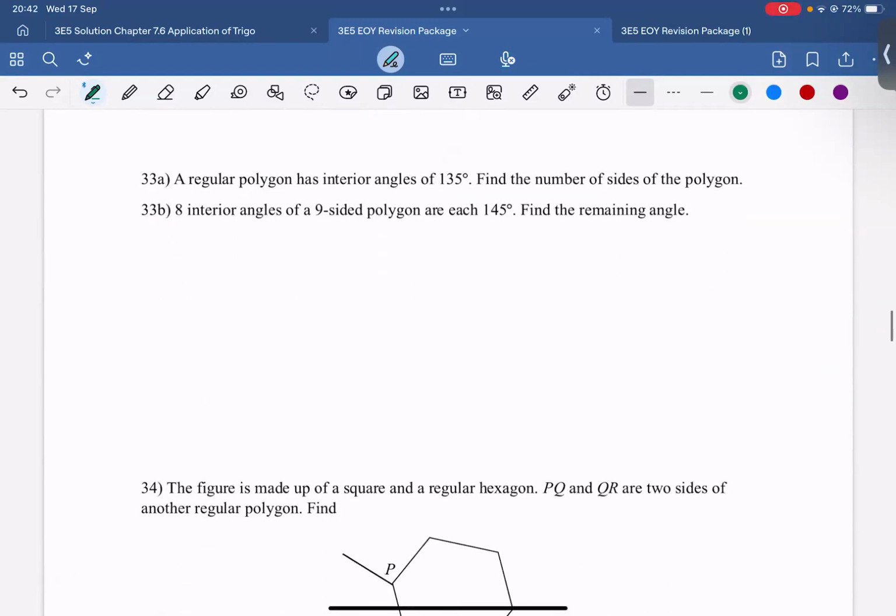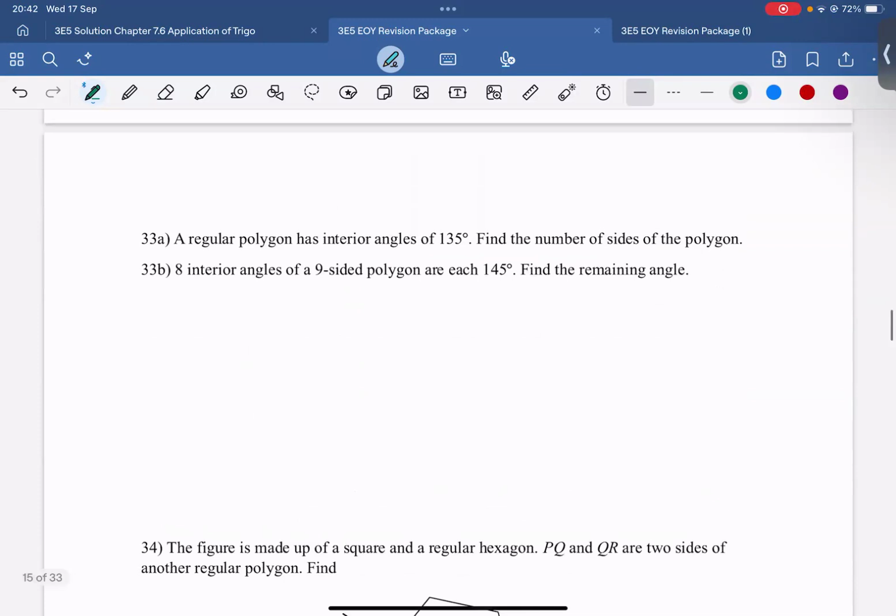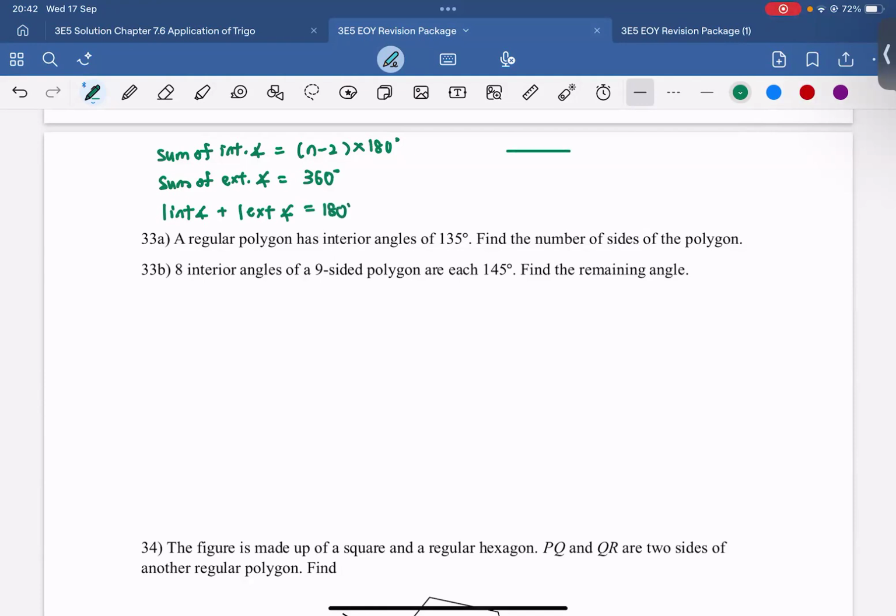Polygon. There's only 3 things you need to know in polygon. Sum of interior angle is n minus 2 times 180. N is the number of sides. Sum of exterior angle is always 360 degrees. No matter how many sides you have, the sum is always 360. Then one interior angle plus one exterior angle equals what? 180 degrees. You must know that for polygon.